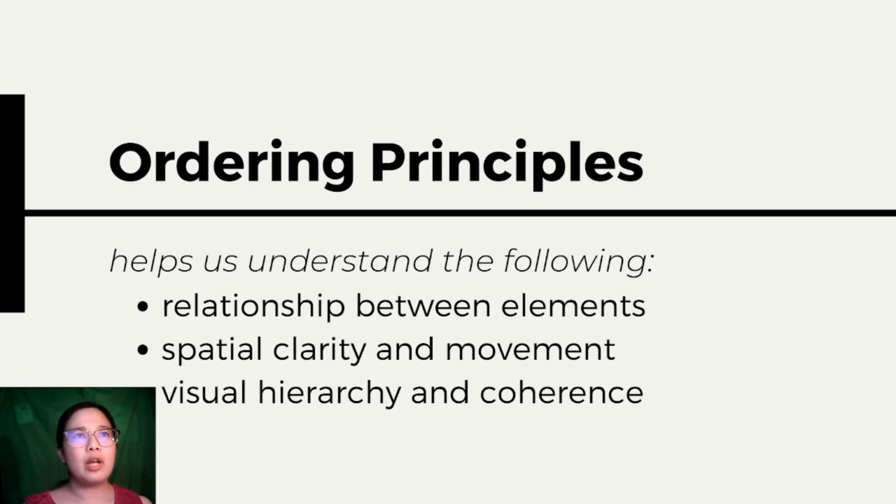Next, visual hierarchy and coherence. Of course, it is orderly when there is hierarchy. Is there a specific element that is emphasized? How is it emphasized? Is it of a different shape? Mas malaki ba yung size niya? Does it have a different texture from all the other elements of the building? So there should be visual cues on which is higher upon the hierarchy, which are of lower importance, and so on.